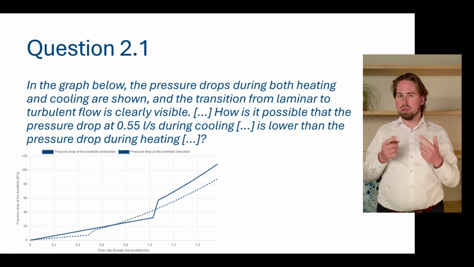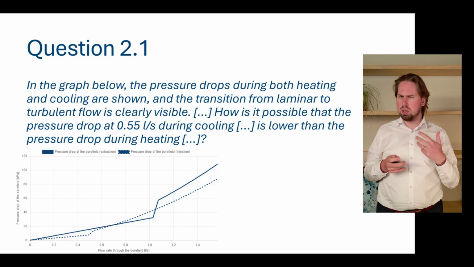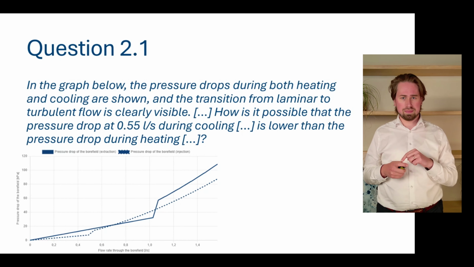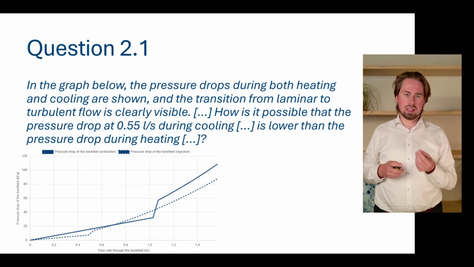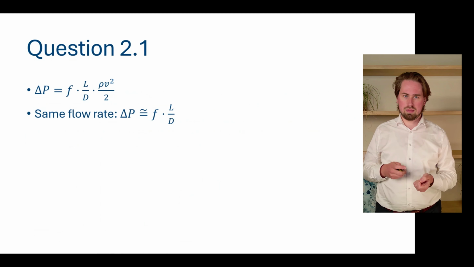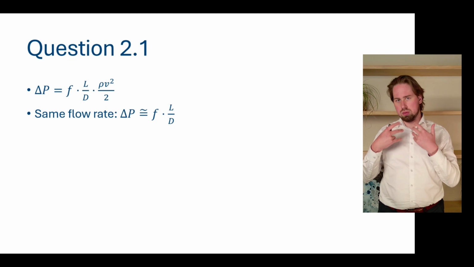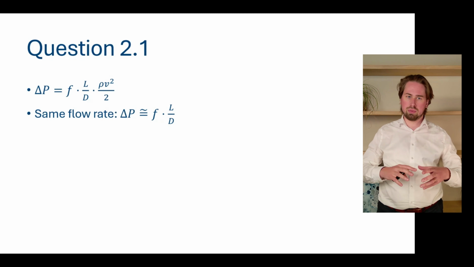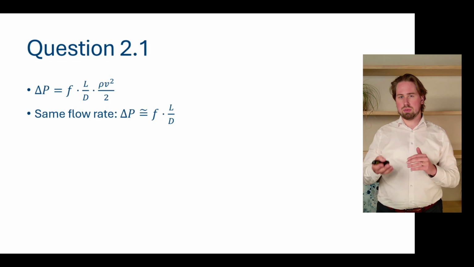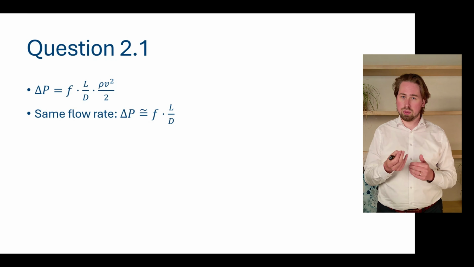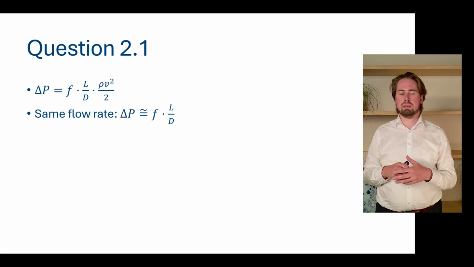And this is counterintuitive, because now we have a laminar flow rate which has actually a higher pressure drop than a turbulent one. And to understand that, let us take a look at the friction losses. This is the Darcy-Weisbach equation, where the pressure drop is equal to the friction factor multiplied by the length of the pipe divided by the diameter, multiplied by the density of the fluid and the velocity squared divided by 2.